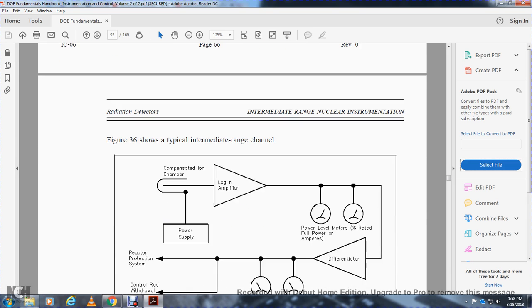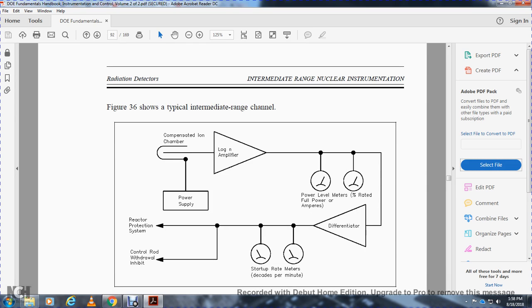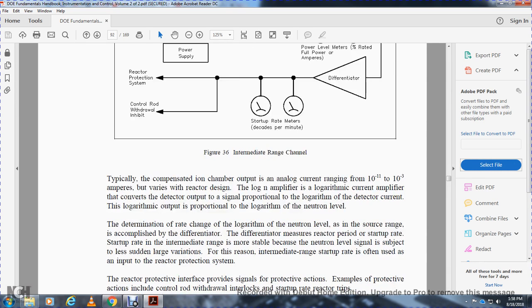Figure 36 shows a typical intermediate range power supply: the compensator, the chamber, the logarithmic amplifier, the power level meter, the full power amperes, and the differentiator to the startup rate meters in decades per minute, the reactor protection system, and the control rod inhibitor.